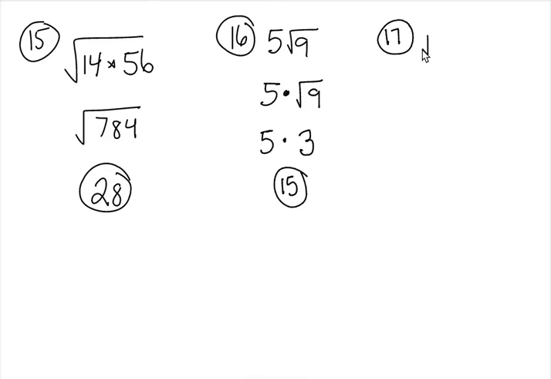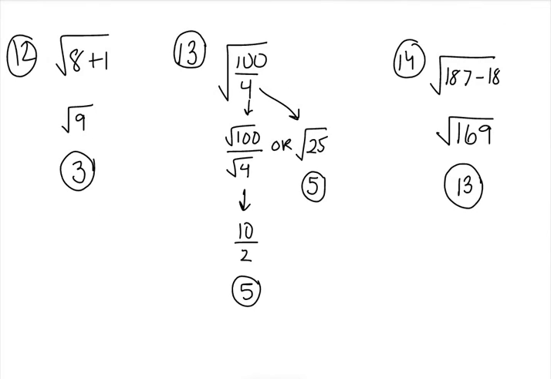Okay, 17. Square root of 49 minus the square root of 4. Now, I'm going to back up to number 14 for a second. If we look here, do you see how 187 minus 18 is under the same radical? That's why I subtracted first.